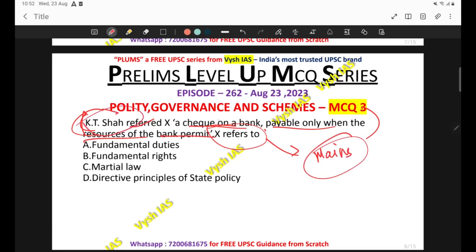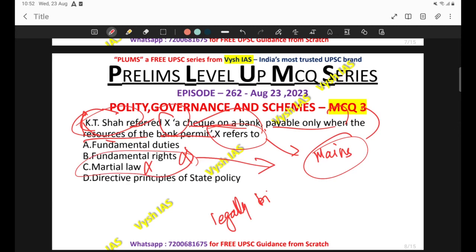KT Shah referred to this particular thing X as a check on a bank which is payable only when the resources of the bank permit. Here X refers to what? So you can make a logical guess also. If something is payable only when the resources of the bank permit, you can relate that it is not so important, or in polity language, it is not legally binding. Out of these, which is not legally binding, obviously fundamental rights is not going to be the answer. Martial law also is not going to be the answer, because both these things have some kind of extra power, and both of these provisions are like VIP provisions.